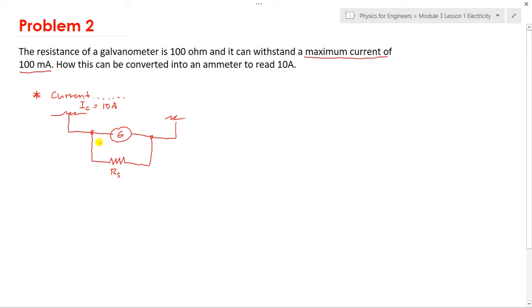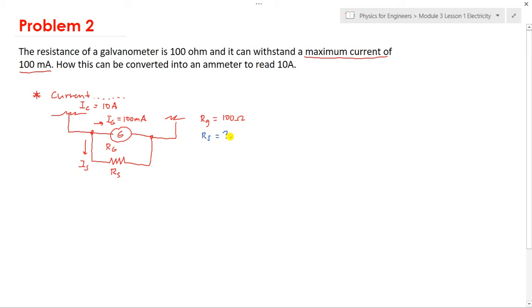This one, 10 amps. Then moadto diri IS, then IG. So the IG here is equal to 100 milliamps. And of course we have RG. So our RG, the galvanometer resistance, is 100 ohms. And we're going to solve for, as always, RS.